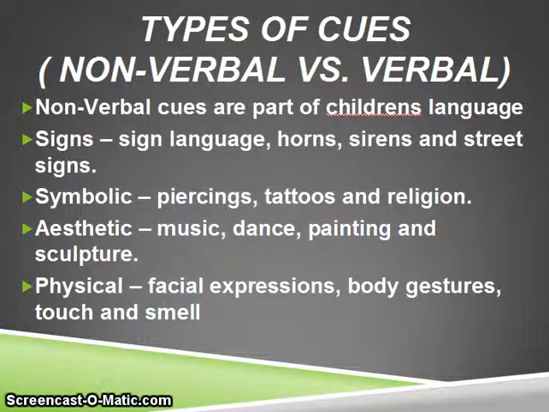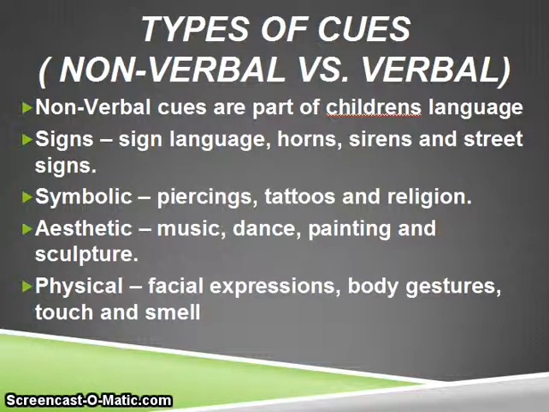Since word learning is certain cues, there are 2 kinds of cues, nonverbal and verbal. Nonverbal cues are part of child language and even adult language, and verbal cues are ones that we use all the time. Some verbal cues consist of yelling, crying, whining, and panting. There is more. Nonverbal cues consist of signs, symbols, aesthetics, and physical.